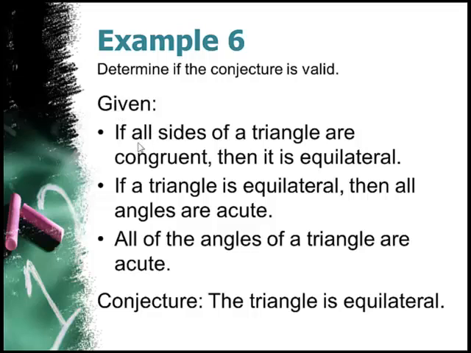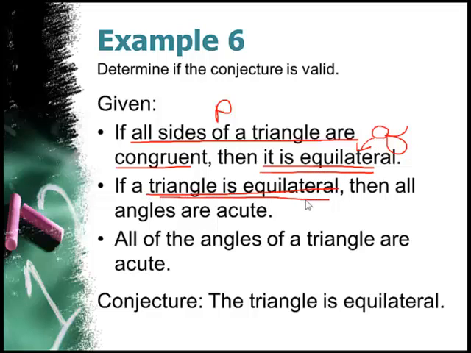All right. Example 6. So now we have if all sides of a triangle are congruent. So let's identify our hypothesis. That's P. Then it is equilateral. Okay, so the triangle's equilateral. That's Q for this part. If a triangle's equilateral, so this is kind of like our crazy commercial, then all angles are acute. All right, that's R.